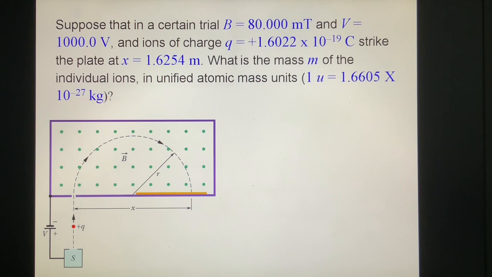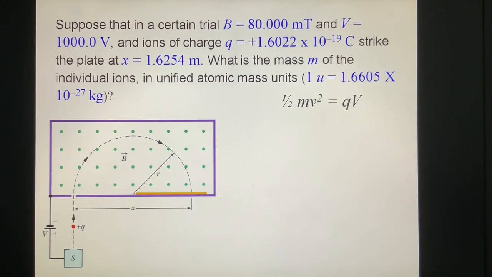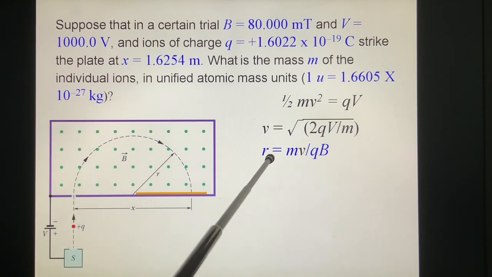Now, from the previous calculation, it's an easy question. We want to find the velocity first. We see that the ion was accelerated by this voltage. So the energy the battery supplied is qV, and this energy transfers to its kinetic energy, half m v squared. So v equals the square root of 2qV over m. Once we know v, we can calculate the radius, r equals mv over qB, and x equals 2r.